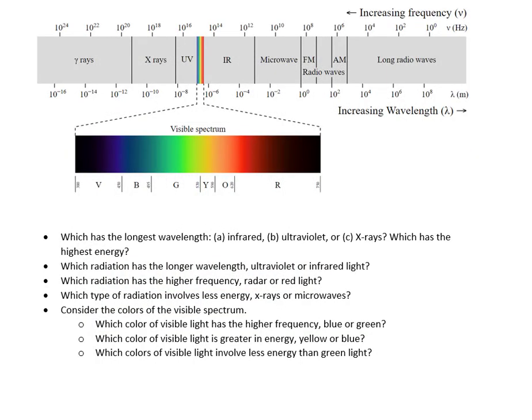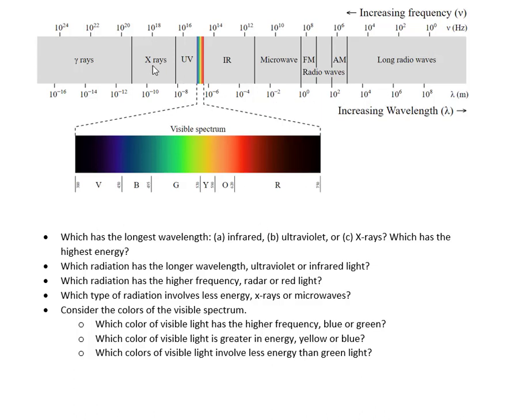Now I'd like to answer some example questions using the electromagnetic spectrum. Which has the longest wavelength: infrared, ultraviolet, or X-rays? Which has the highest energy? Let's see. Regarding wavelength, as we said before, longer wavelength radiation is at the right end of this figure. Shorter wavelength radiation is at the left end of the figure. And the trend is from left to right with regard to increasing wavelength.